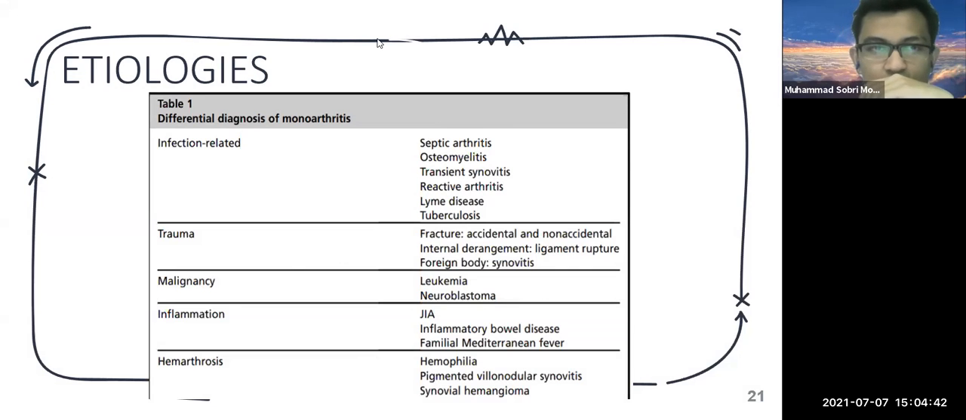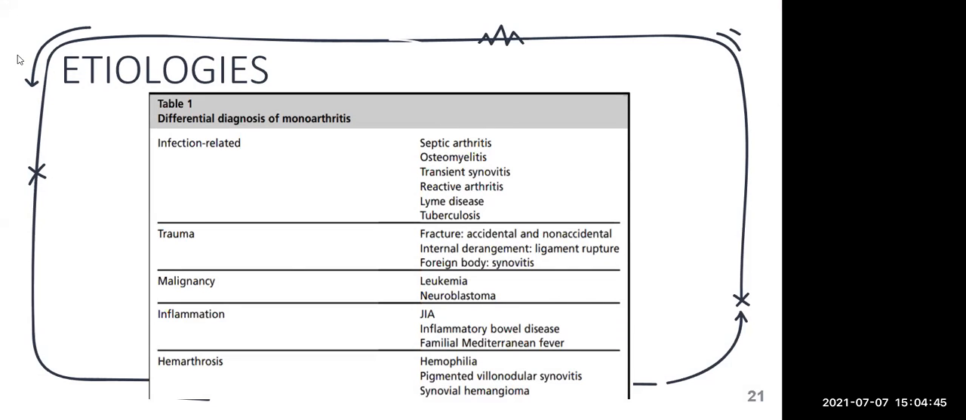Etiologies. So the etiologies for joint pain differ for monoarthritis and polyarthritis. Monoarthritis means it involves only one joint, while oligoarthritis involves 2 to 5 joints, and polyarthritis is more than 5 joints. For monoarthritis, you need to first think of infection-related causes such as septic arthritis, osteomyelitis, and so on. Also think of trauma, which can be due to fracture or foreign body, and then malignancy, inflammation, as well as hemarthrosis.